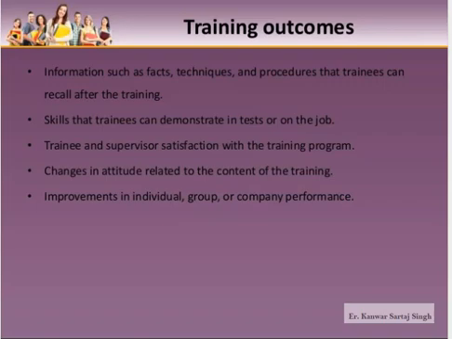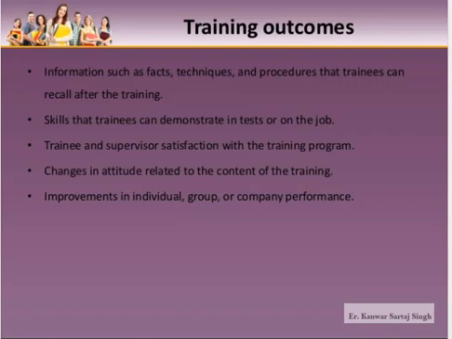Now, training outcomes. This comes as the last part. Information such as facts, techniques, and procedures that trainees can learn after getting the training, skills that trainees can demonstrate in tests or on the job, trainee and supervisor satisfaction with the training program, changes in attitude related to the content of the training, improvements in individual, group, or company performance.